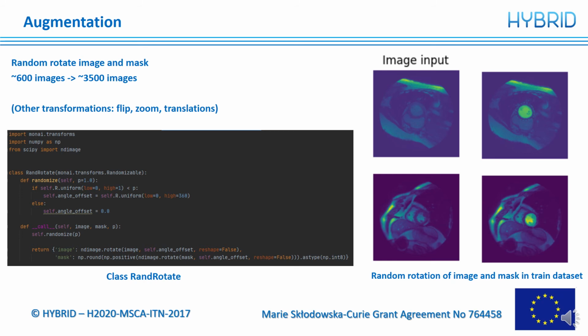Regarding the implementation, we have to keep in mind that we have to keep the random number used for the angle that we are going to rotate, and apply it at the same time to the image and the mask. So in this case, the returning part is a dictionary that applies the same operation, the same rotation, to the input and the label.